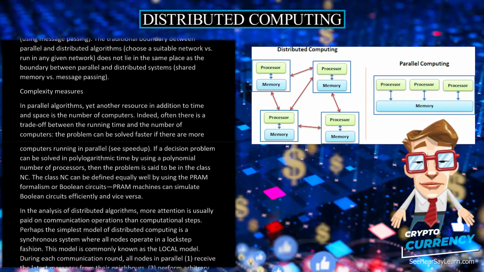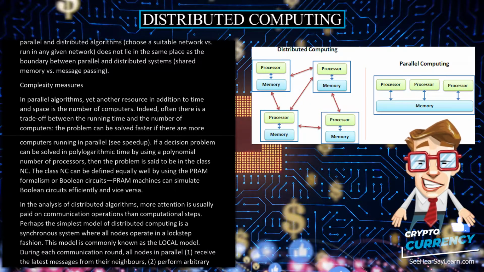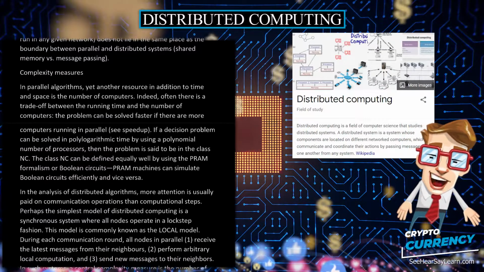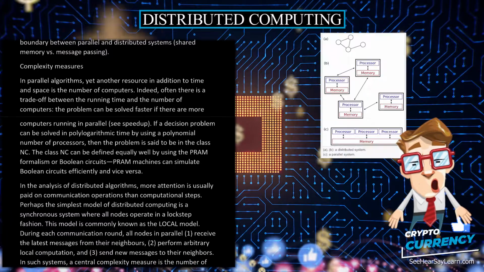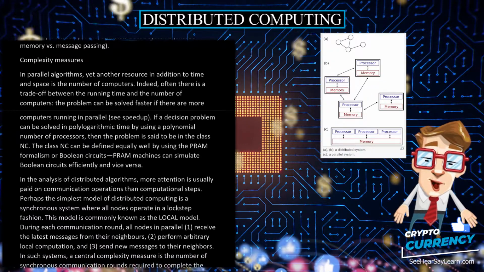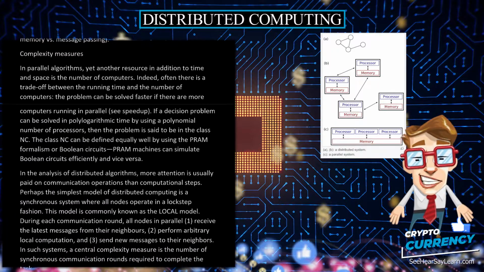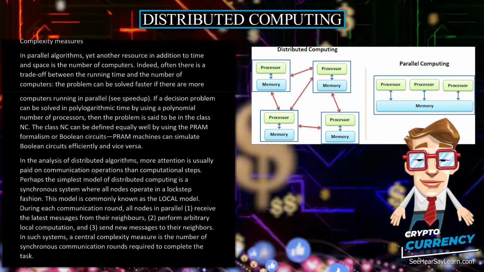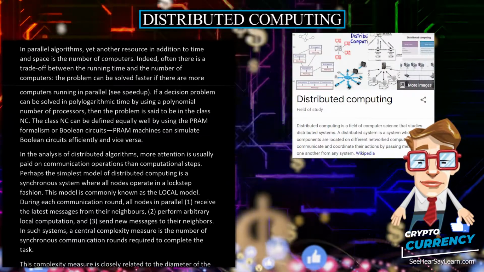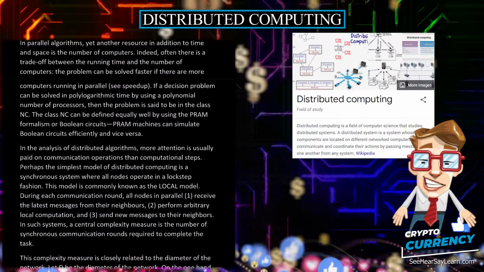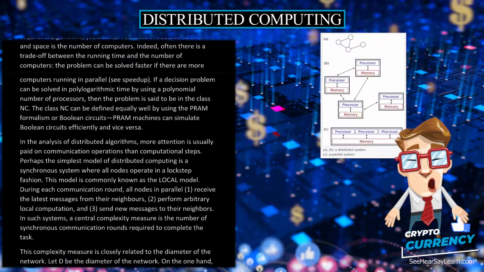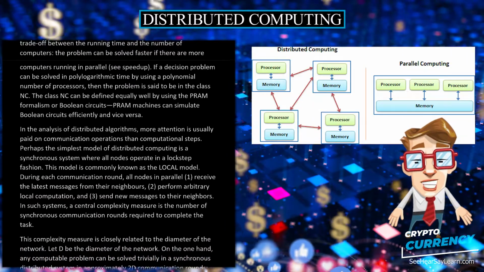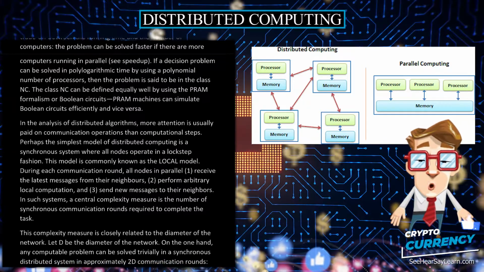In the analysis of distributed algorithms, more attention is usually paid to communication operations than computational steps. Perhaps the simplest model of distributed computing is a synchronous system where all nodes operate in a lockstep fashion. This model is commonly known as the LOCAL model. During each communication round, all nodes in parallel: 1. Receive the latest messages from their neighbors, 2. Perform arbitrary local computation, and 3. Send new messages to their neighbors.